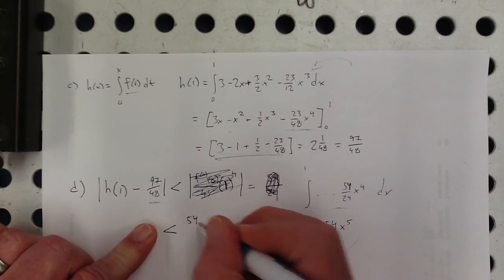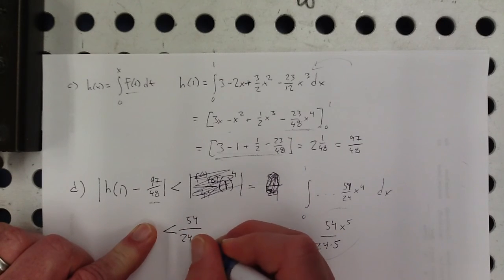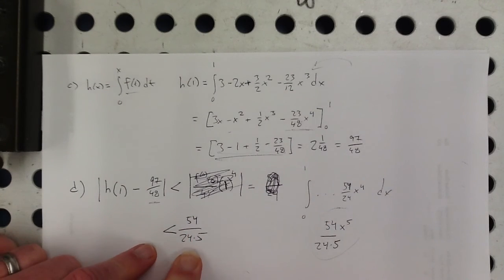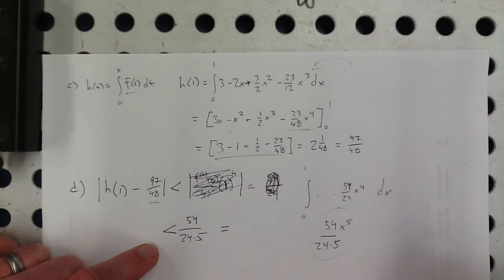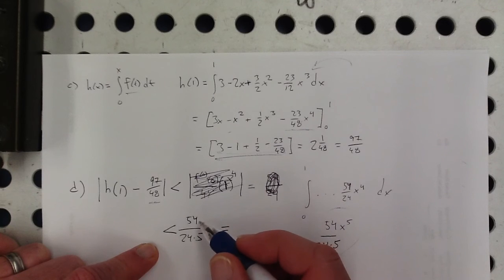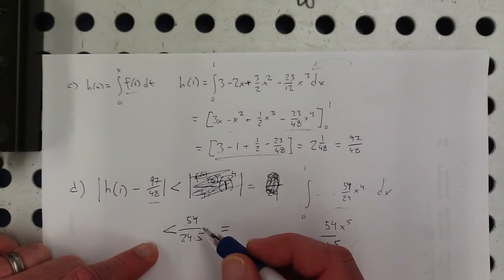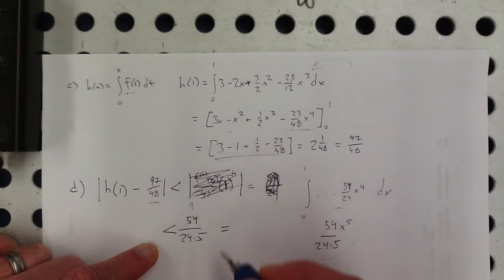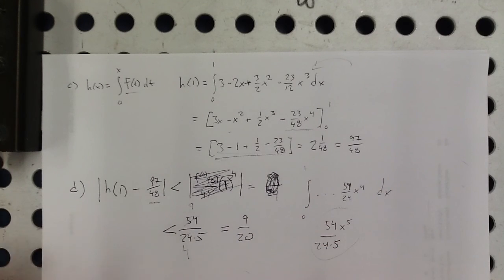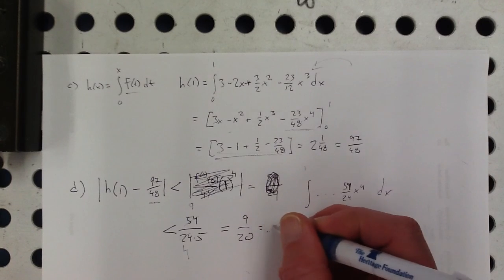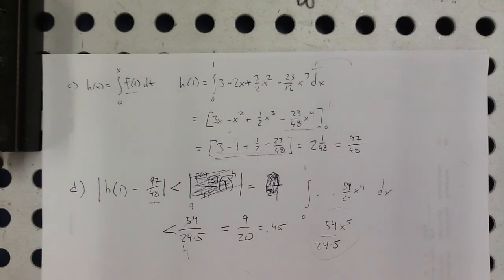So that's going to be this, and you could certainly leave it like that. That's totally fine. If you want to flex your muscles and do some reducing, both of these are divisible by 6, so that's 9, and 6 goes into that 4 times, so that'd be 9 over 20. And hey, that's 0.45. That's what we were supposed to do there.